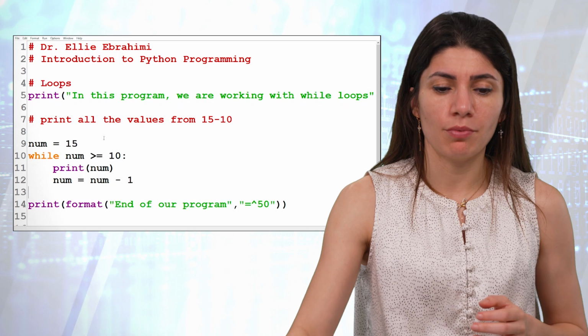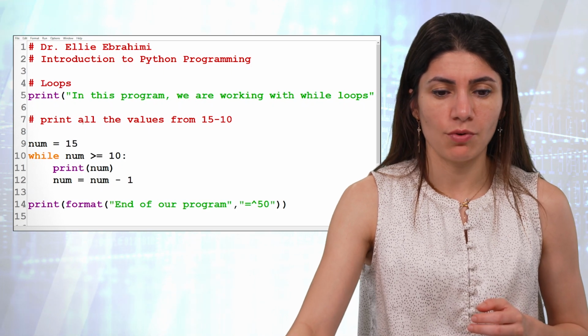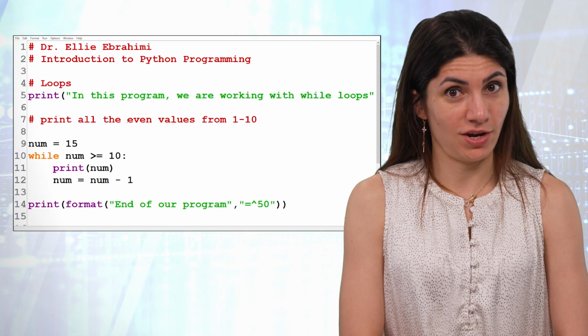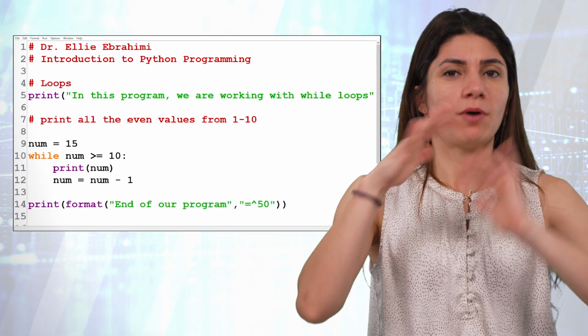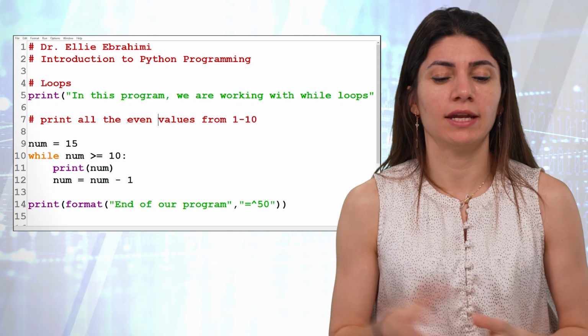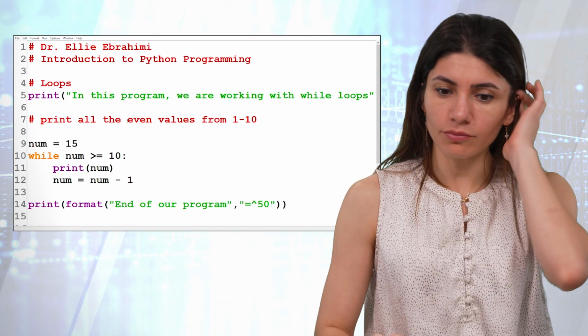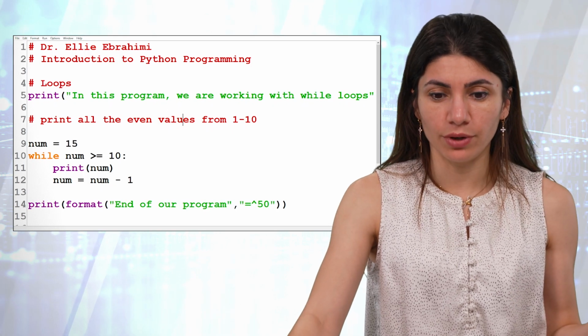So the next problem I want you to do is I want you to print all of the values from, again, let's go from 1 to 10. So all the values from 1 to 10. Actually, let's change this one. Print all the even values from 1 to 10. Okay, so now go ahead, pause the video, try to do it, and then come back and watch the rest of the video. So hopefully you were able to do it.